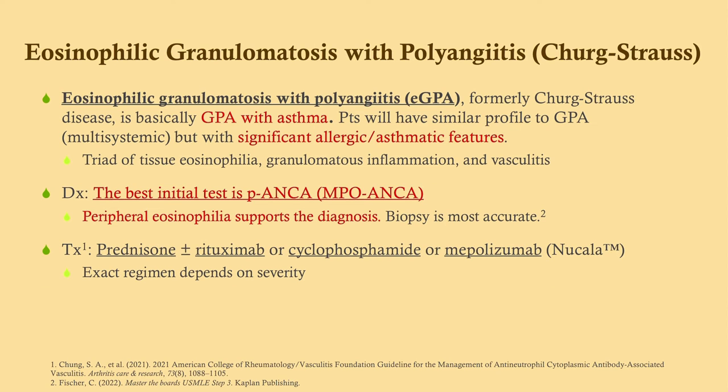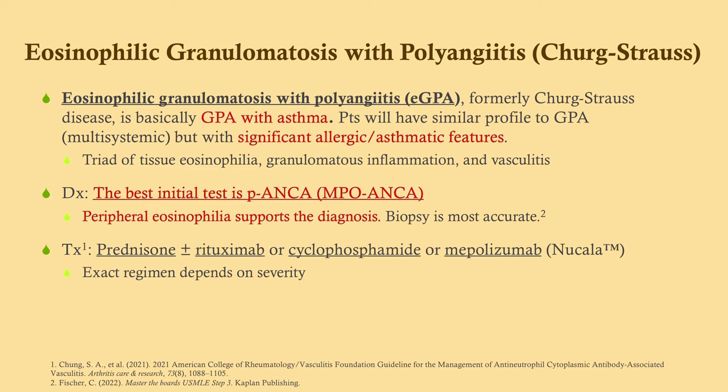Okay, EGPA, or Churg-Strauss, is basically GPA with asthma. There's not really a whole lot of differences. These are basically GPA patients who have allergy, and it's a prominent feature. So otherwise, things are pretty similar. So you're looking at a similar patient presentation, but maybe they have a history of asthma or a history of eczema. So in this case, you're going to get a P-ANCA, okay, a P-ANCA.